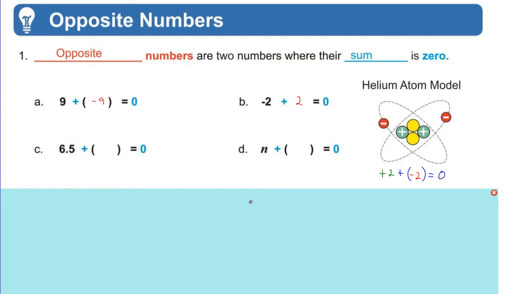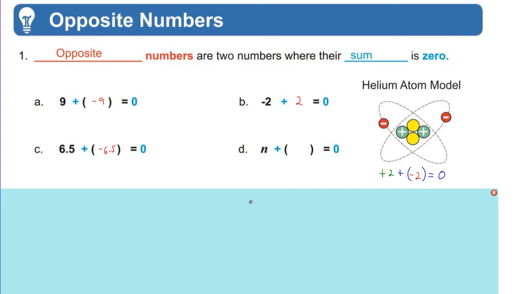Go down to C. Hey, if you have a fraction or a decimal, it doesn't really matter. 6.5, what's its opposite? -6.5, right? Because that equals 0. Are you catching on to the fact that the numerical value is the same, but one's positive and one's negative? That's the idea of opposite numbers.